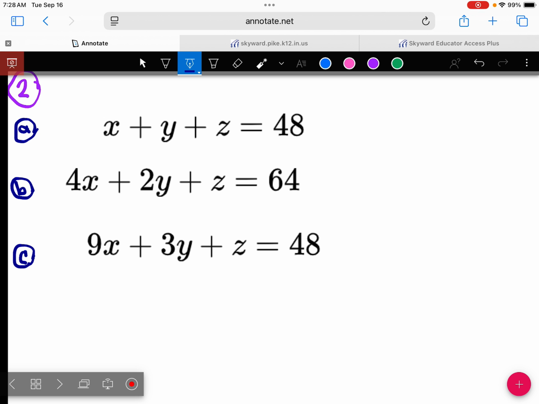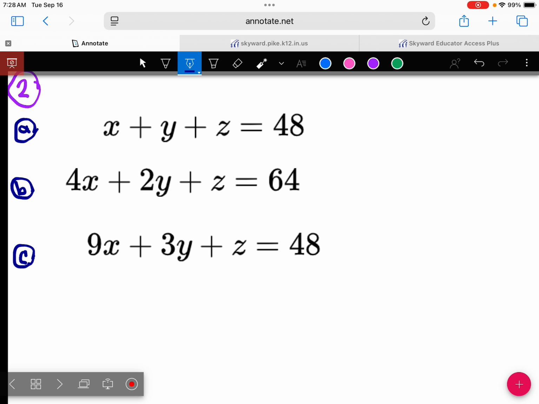And what we need to do here is pick one variable to eliminate out of all three. We're going to do this in two separate pairs, but I need to eliminate one variable from all three equations, essentially. So we've got our x plus y plus z is 48, our 4x plus 2y plus z is 64, and our 9x plus 3y plus z equals 48.